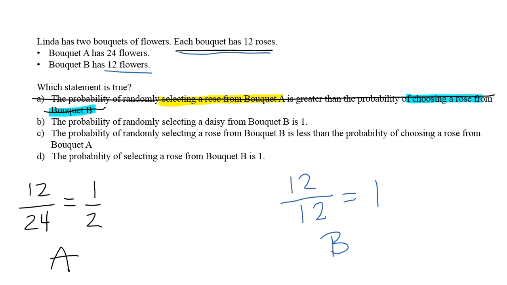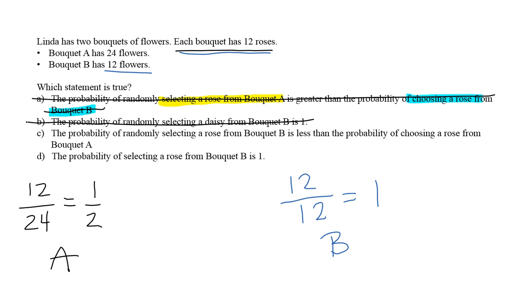Okay, what about B? The probability of randomly selecting a daisy from bouquet B is 1. Well, that doesn't make any sense at all, because bouquet B only had 12 flowers, and we know that all 12 of those flowers are roses. Also, nothing in our question said anything about daisies, so we can't assume that any of the other flowers, if this had been talking about bouquet A, for instance, would have been daisies, because the question did not tell us that to start with.